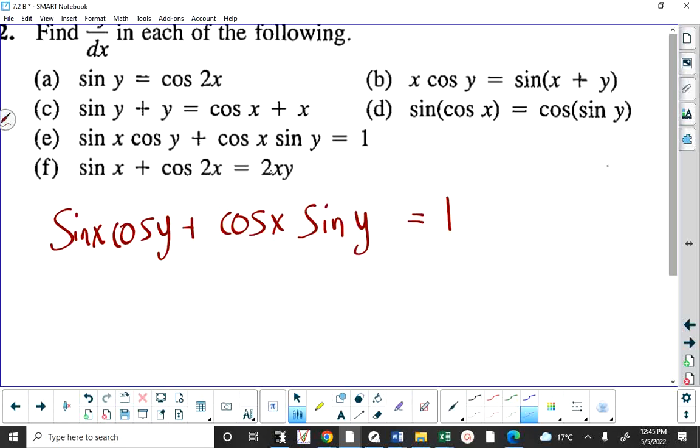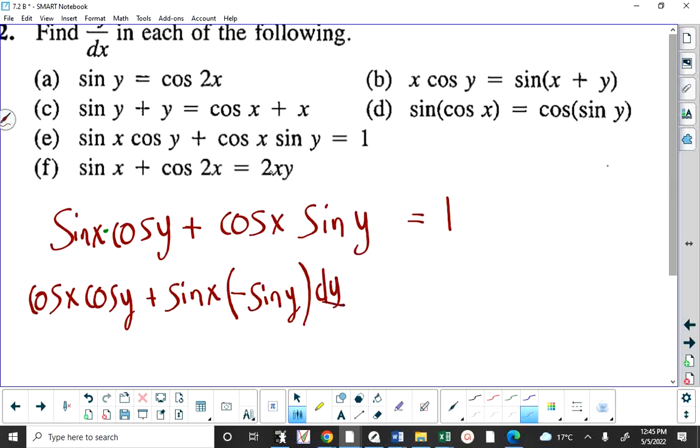So we need to think of this as a product of 2 things. So the product rule applied to that will be the derivative of the first. The first is sine. The derivative of sine is cos, times the second, which is cosine of y, plus the first, which is sine of x. And now things get a little bit trickier, times the derivative of the second. So what is the derivative of the cosine of y? The derivative of the cosine of a thing is negative of the sine of the thing times the derivative of the thing.